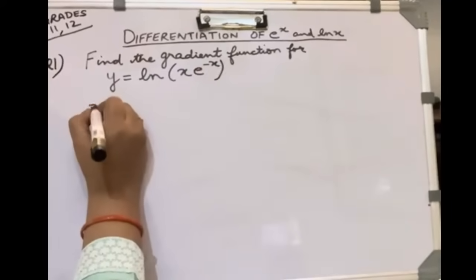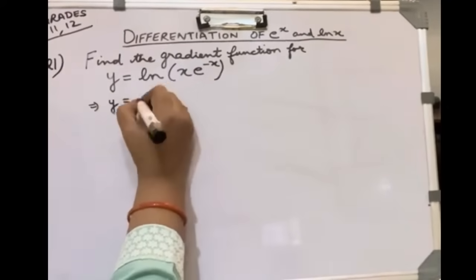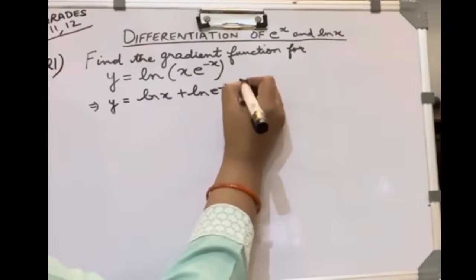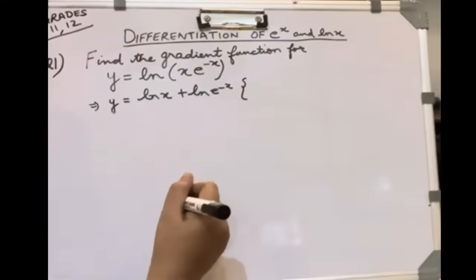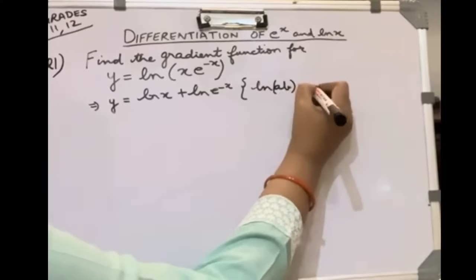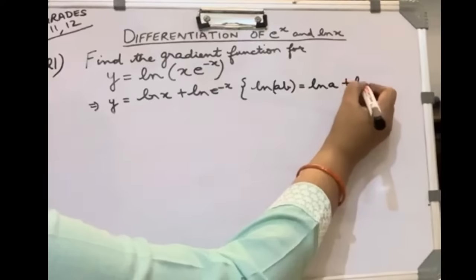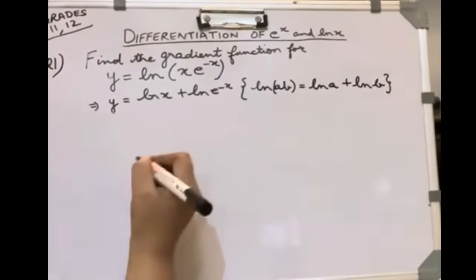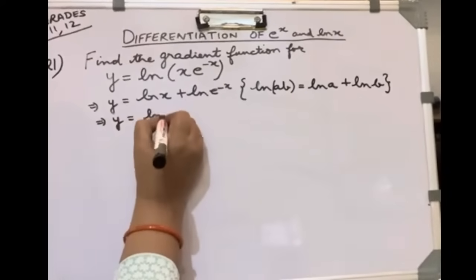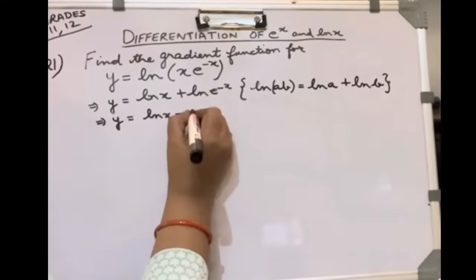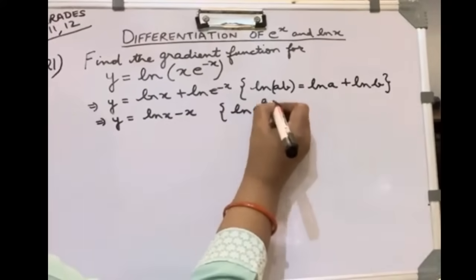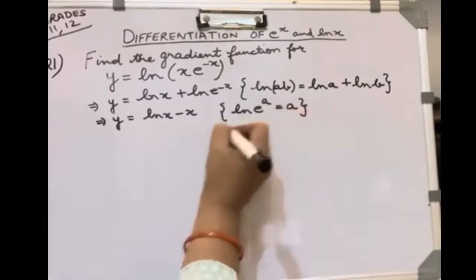Now what do we observe here? That y is equal to ln x plus ln e to the power minus x. Now what rule are we using here? This is the logarithmic rule: ln ab is equal to ln a plus ln b. Also, y is equal to ln x minus x, because ln e to the power a is a. We are using this rule.